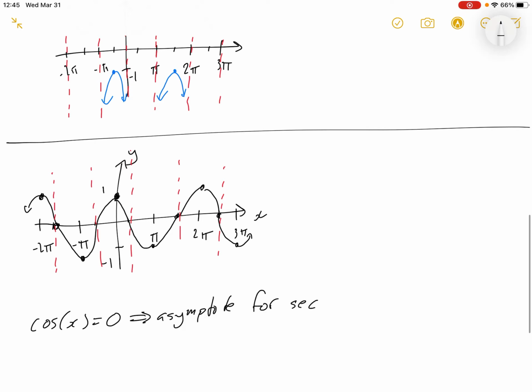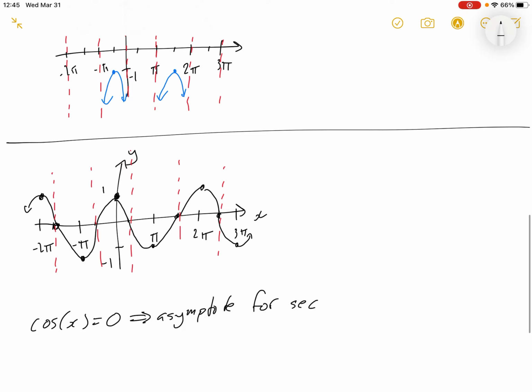So whenever you graph a secant and a cosecant, I will say I always first graph the sine or the cosine. But if you're able to do it without graphing those first, then you could probably do it that way. Okay, a couple more things to note here before we actually get into some problems.